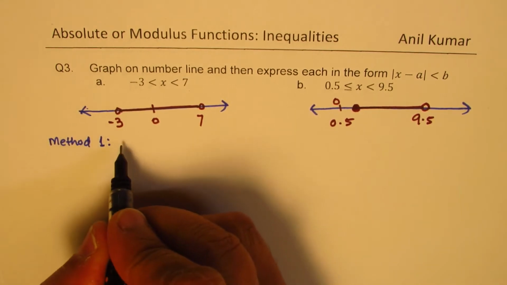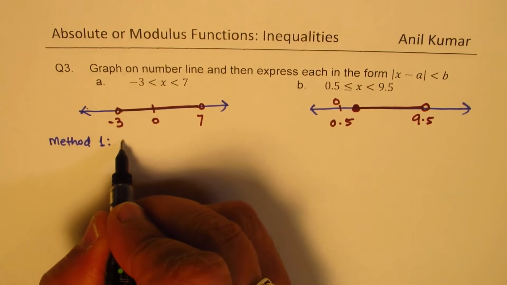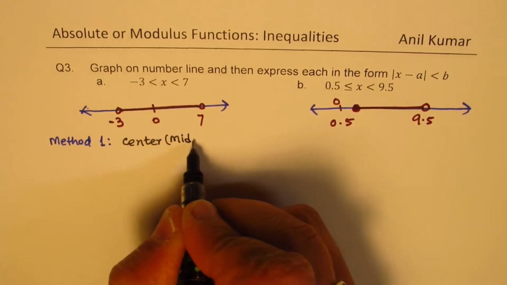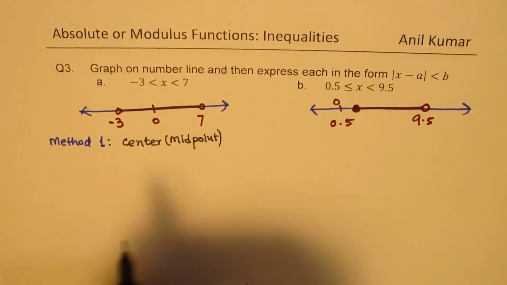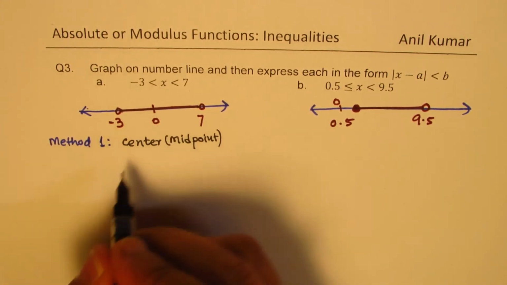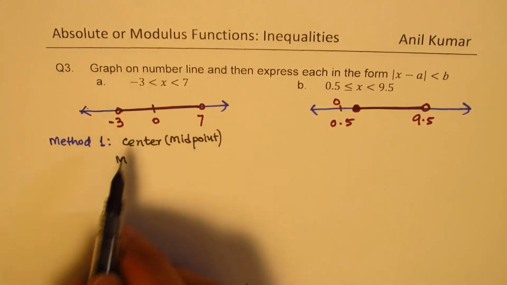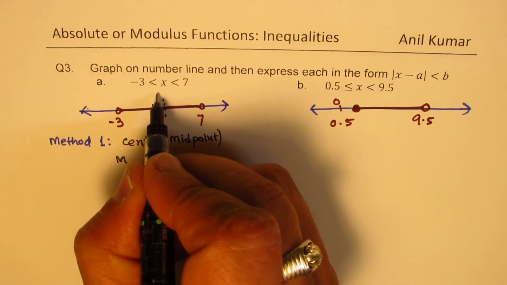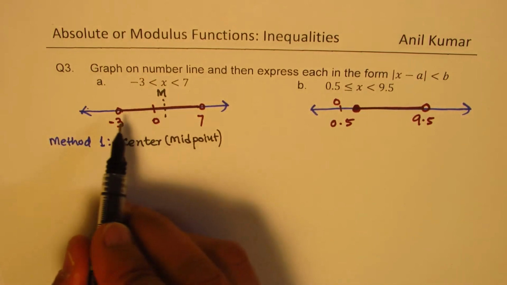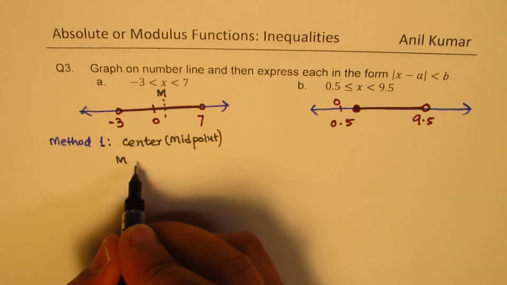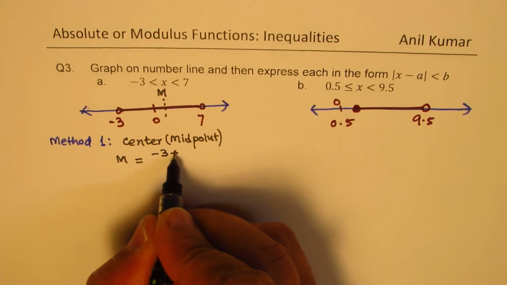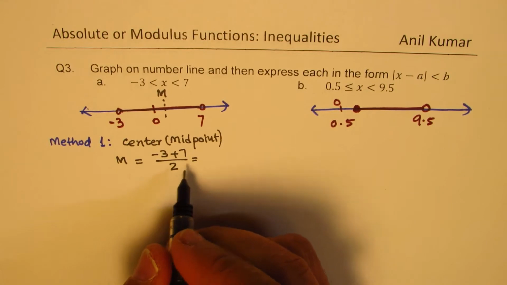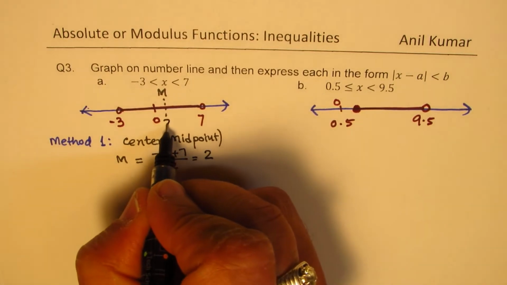One, let us go with the absolute function definition. So first step will be to find the center, right? So midpoint, you can say midpoint. So the midpoint here, let's call this m, the midpoint will be the average value, right? So we're looking for a point which is midway between them. We're calling it a midpoint m, which is going to be the average value of these two. So that is going to be minus 3 plus 7 divided by 2, or 4 divided by 2, which is 2. So the midpoint here is 2.